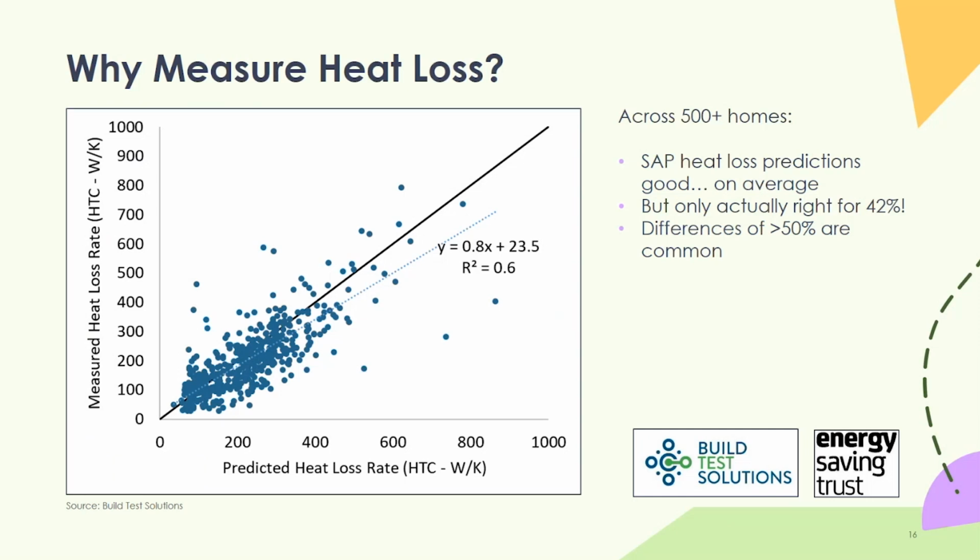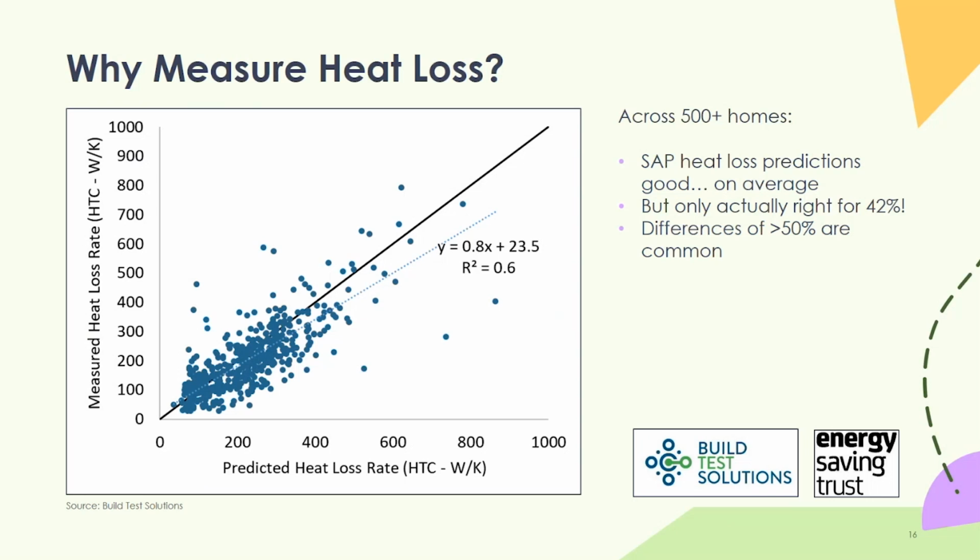So there's this quite clear dotted blue line, which is the trend line through the points. If measurements and predictions were to agree perfectly, they would follow this black X equals Y line. And so the trend line broadly follows that. And so on average, as a policy tool, RdSAP and EPCs work quite well. But actually, the points on the line only represent 42% of cases. And you can see there's lots of dots well above and well below the line. And so differences from the model of 50% or more are pretty common.